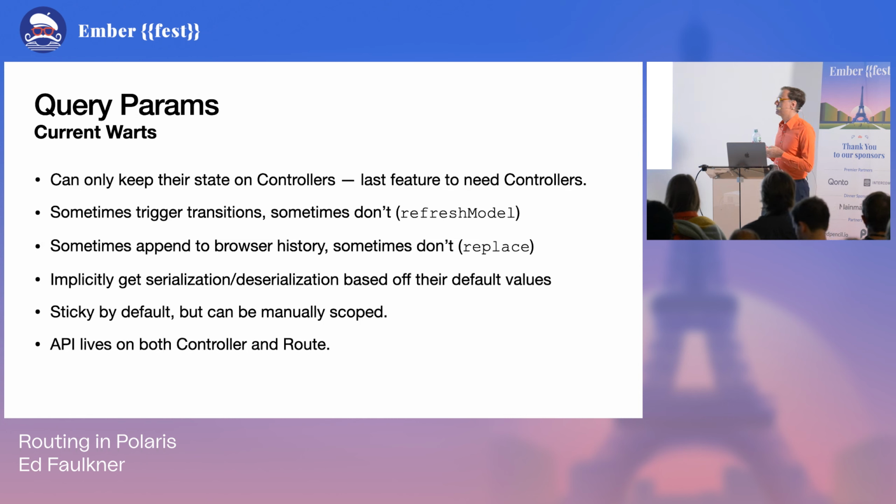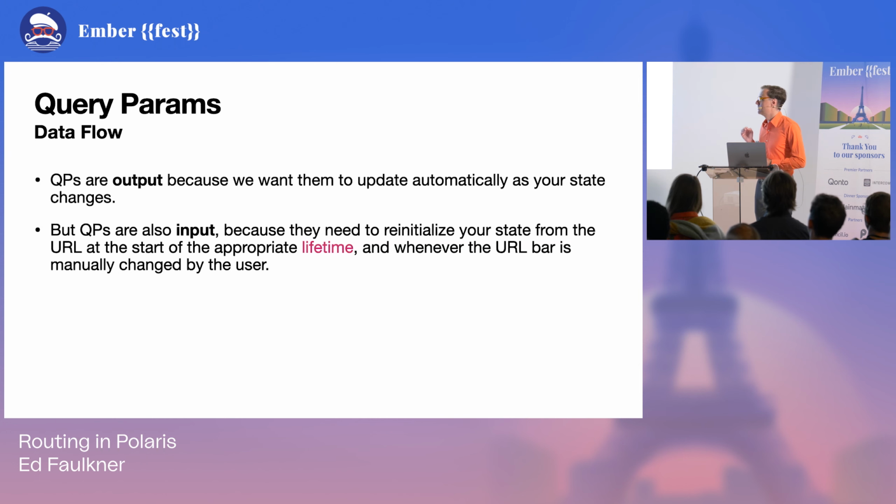And the API for them lives on both controllers and routes, which is, again, historical shifts have led us to being more complicated than we want to be. So to try to reform this, we need to think about the data flow around query params, because it's not perfectly simple, and I think this is why the design around them has been tricky. Query params are an output of your program, just like some content you're rendering to the DOM. Right? Because we do want them to update automatically as your state changes.